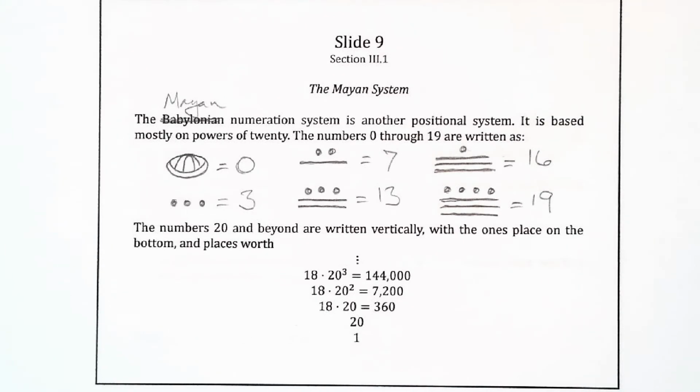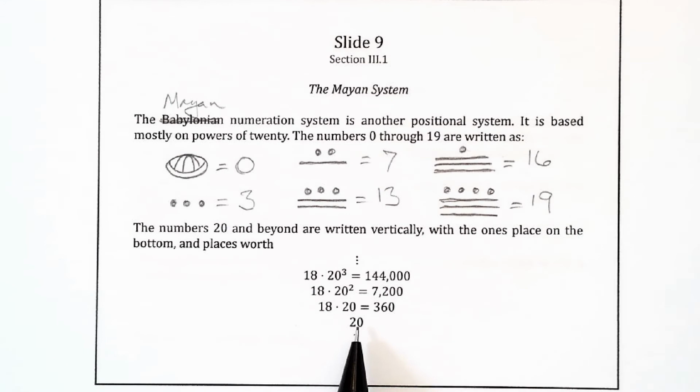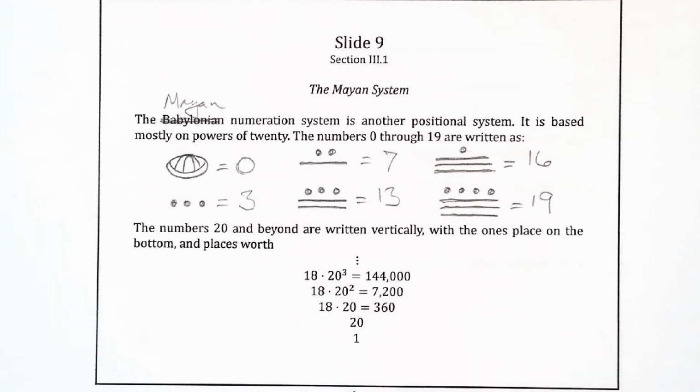Instead of writing things horizontally, as all of the systems we've talked about so far, they would write their numbers vertically. So you'd have the 1s place at the bottom, and right above that you'd have the 20s place. And then the next place is 18 times 20, which is 360. And then you'd have 18 times 20 squared is 7,200. 18 times 20 cubed is 144,000, and so on. So basically it's powers of 20. You're just multiplying by 20 at each stage, except right here, instead of a 20, it's an 18.